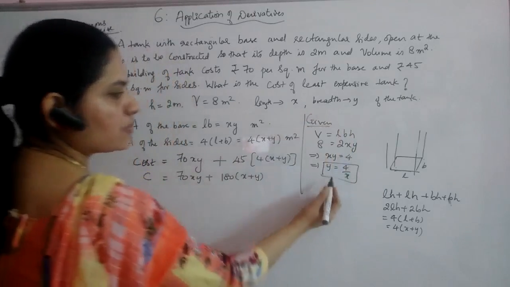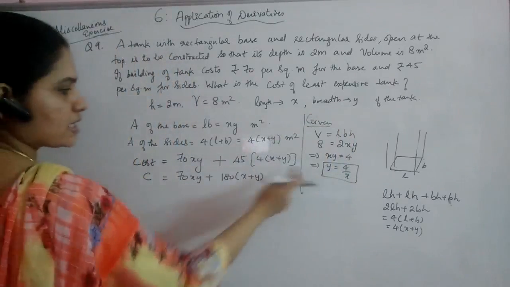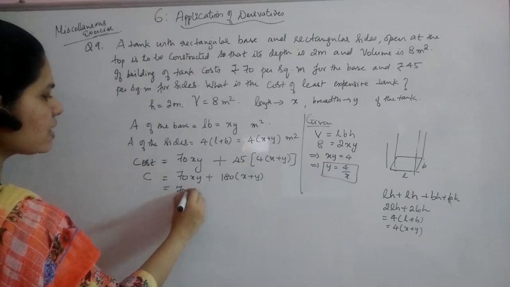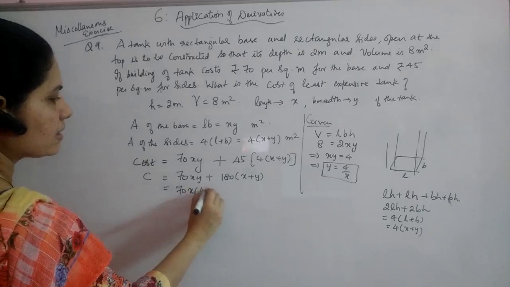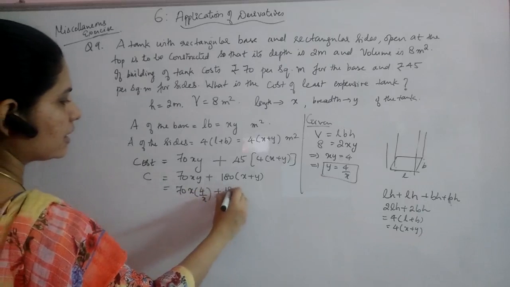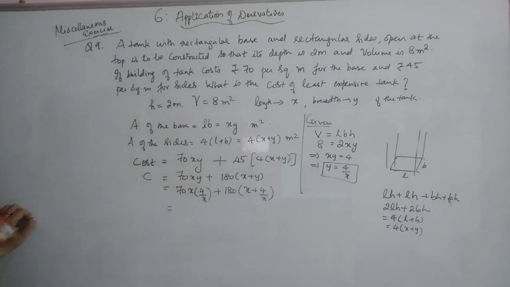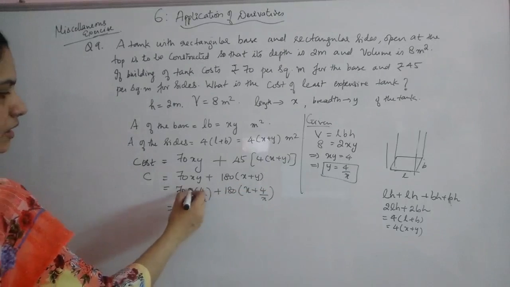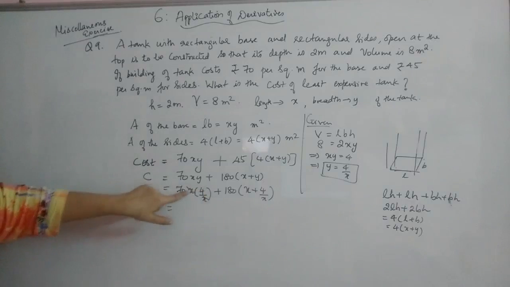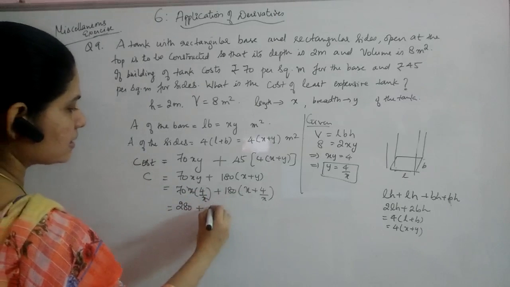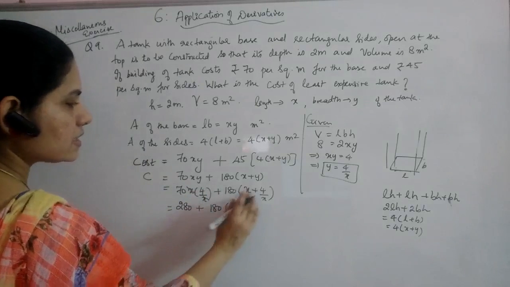From the given concept, you are finding out one of the variables. Now we will just replace that variable in the cost. So 70x into 4 by x plus 180 into x plus 4 by x. Here your x gets cancelled, and 70 into 4 will give you 280, plus here it is 180 into, we'll just keep it like this.